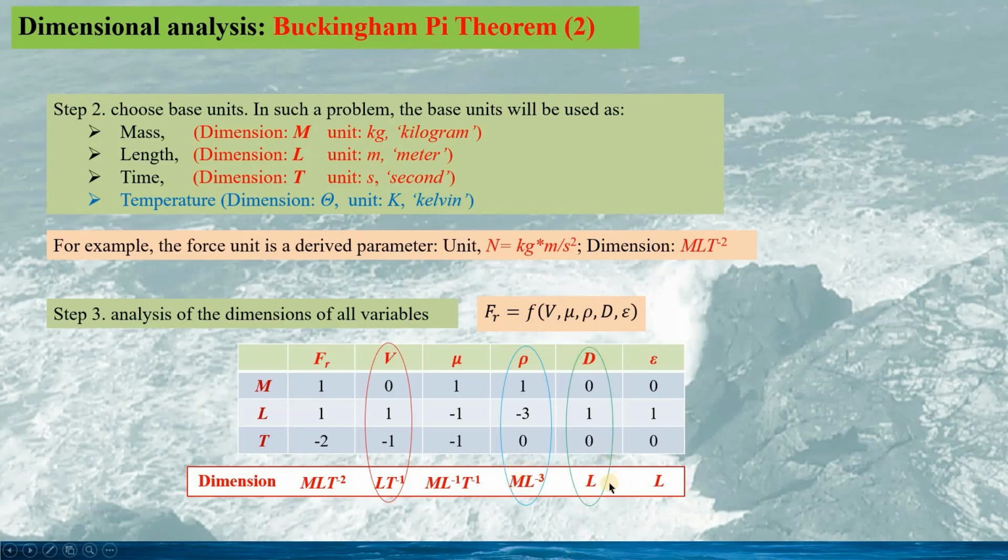And for the diameter, it is the simplest. It has a dimension same as the base unit length. Its dimension is given simply by L. So if you are interested, you can work out the dimensions for other parameters here.